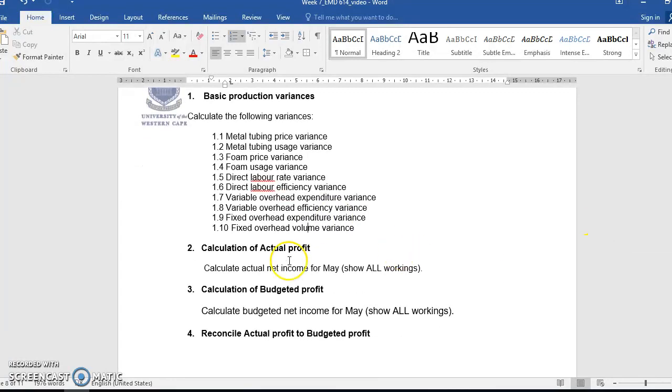Then we also need to calculate actual profit, calculate budgeted profit, and reconcile from actual to budget. For number 4, reconciling from actual to budget is very simple. Once we've calculated actual profit and budgeted profit, the difference between actual and budget should just be your variances. If the variances are 100% correct, when you take budget and add all the favorable variances and deduct all the adverse variances, you should get to actual. We'll show you that in following videos.